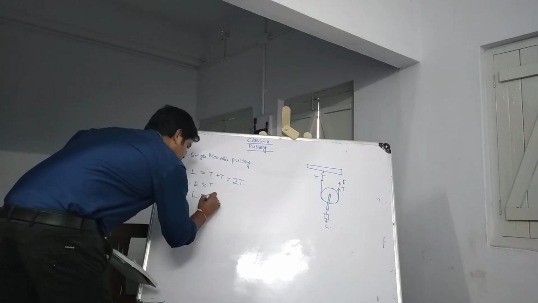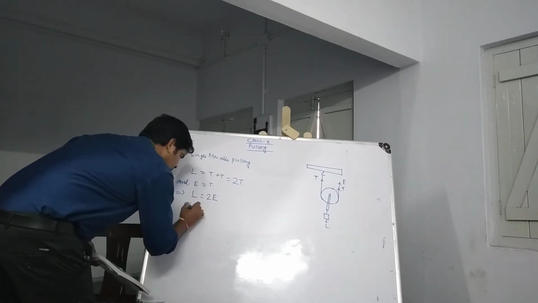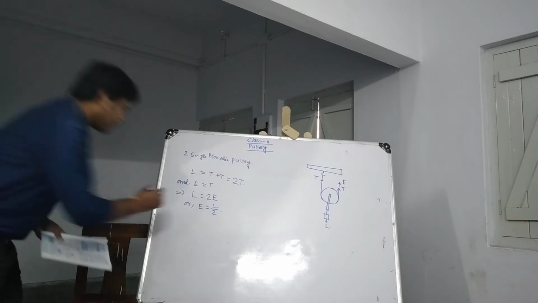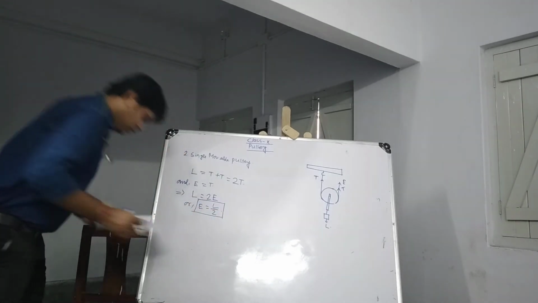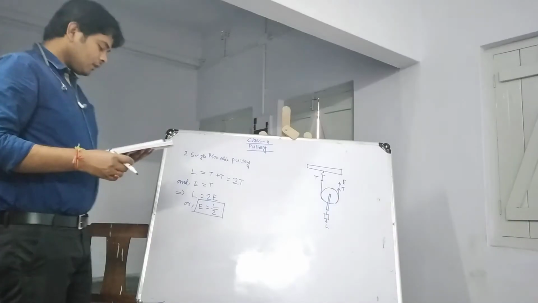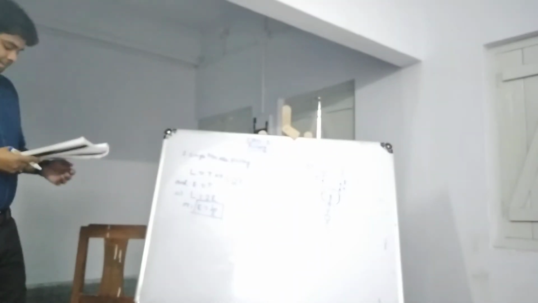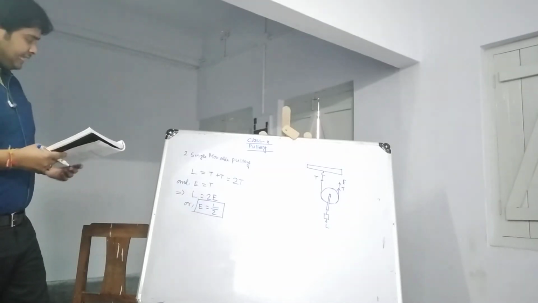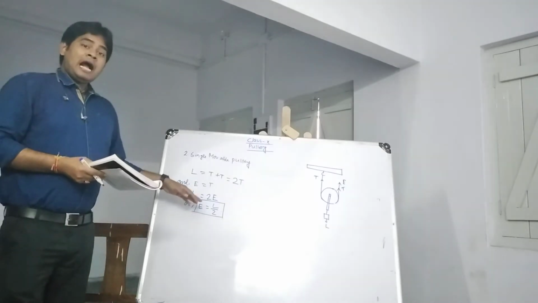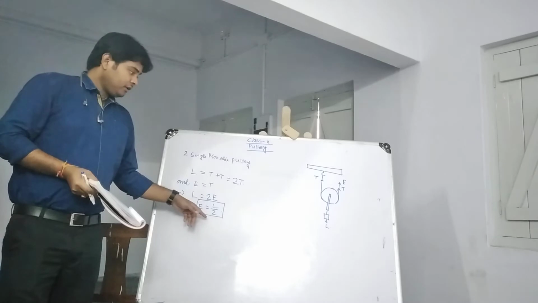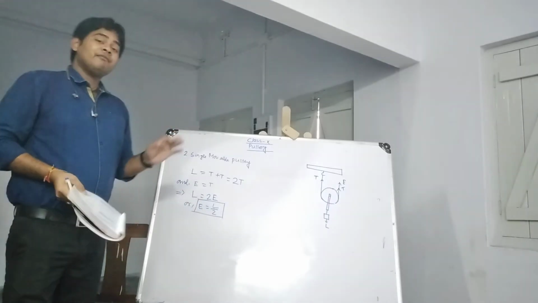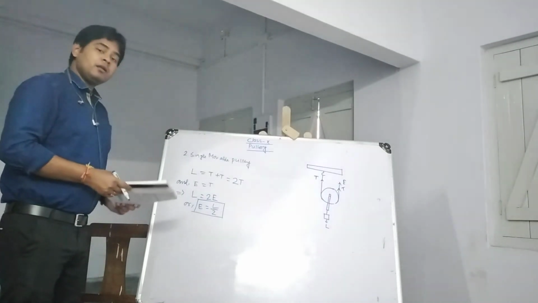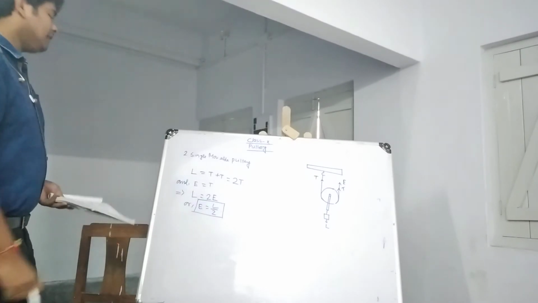From these two equations, we can write that L equals 2E, or E equals L by 2. From this equation, E equal to L by 2, we can say that the load L is balanced by the tension T. Using a single movable pulley, the load can be lifted by applying an effort of half the load. In this case, we have to apply half of the value of the load.